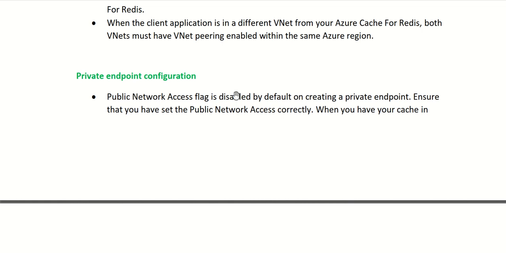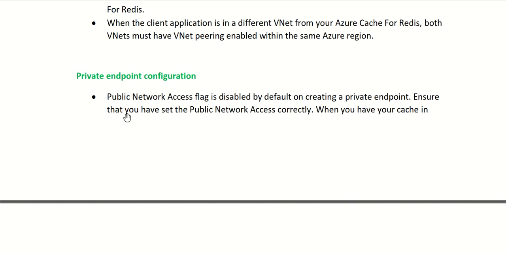Most of the time I have seen this scenario where people are making use of that. The public network access flag is disabled by default on creating a private endpoint. Do remember, private endpoints can be created only when you are creating your Azure Redis cache for the first time on your Azure portal. Only at that time can you create a private endpoint. Once your Azure Redis cache has been created successfully, you can't add private endpoints. So just remember this point, guys.